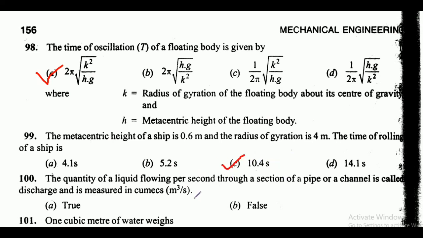Next is the quantity of a liquid flowing per second through a section of a pipe or a channel is called discharge and is measured in cumecs, that is meter cube per second. Here options are true or false. So here friends, this statement is true. So here option A is the correct answer, that is true.